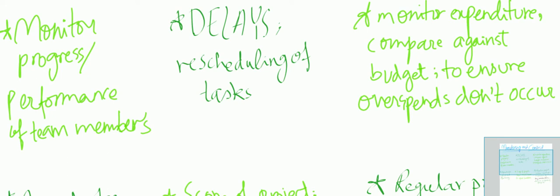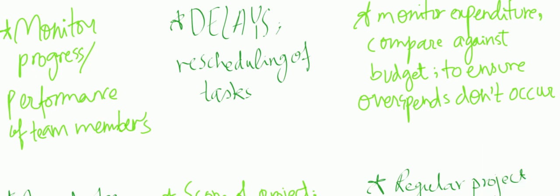During this stage, you need to monitor the progress of the project, like how it's coming along. You need to see how each of the team members is performing. Are they performing their roles and responsibilities as they should? They shouldn't be lacking anything like that. And if there are any delays, you need to reschedule the tasks which are going to be affected by these delays.